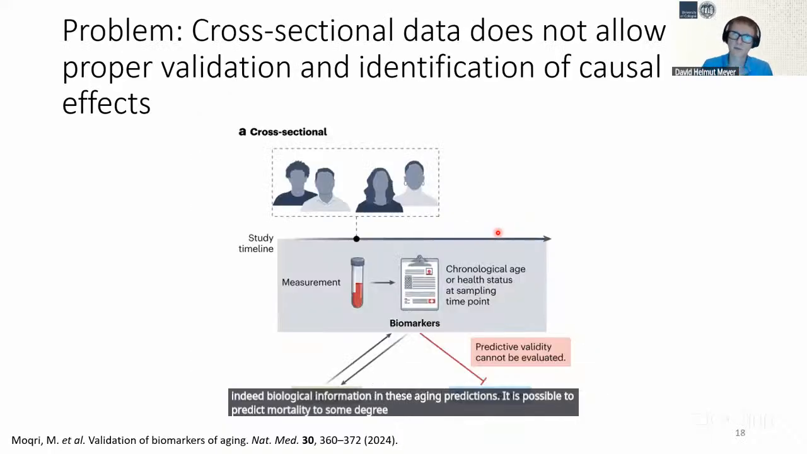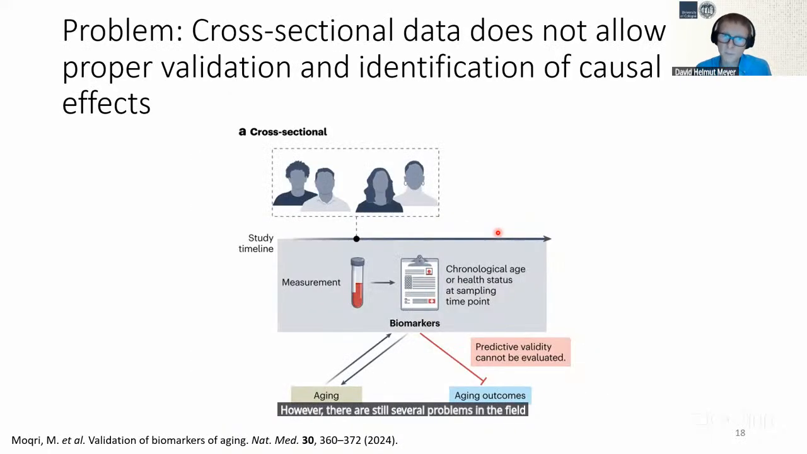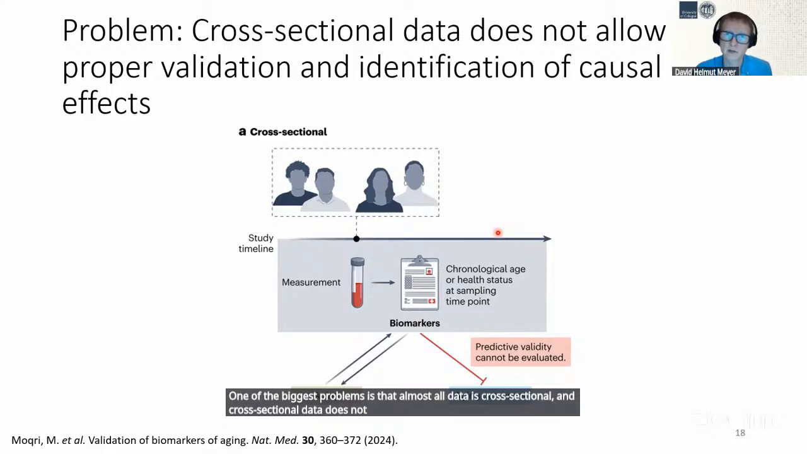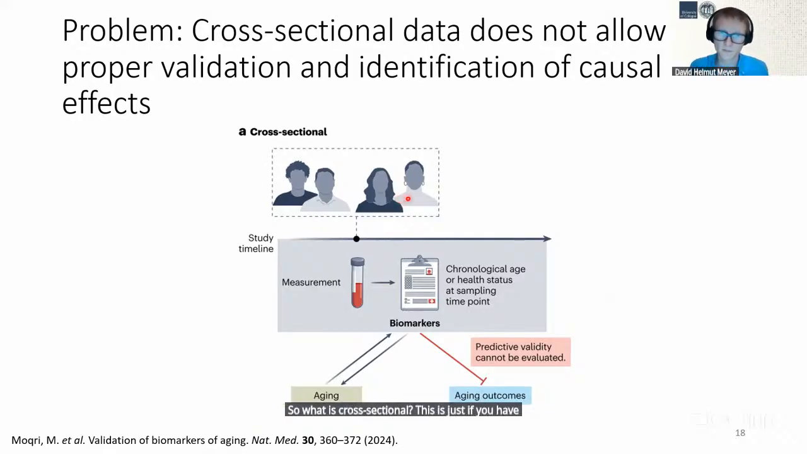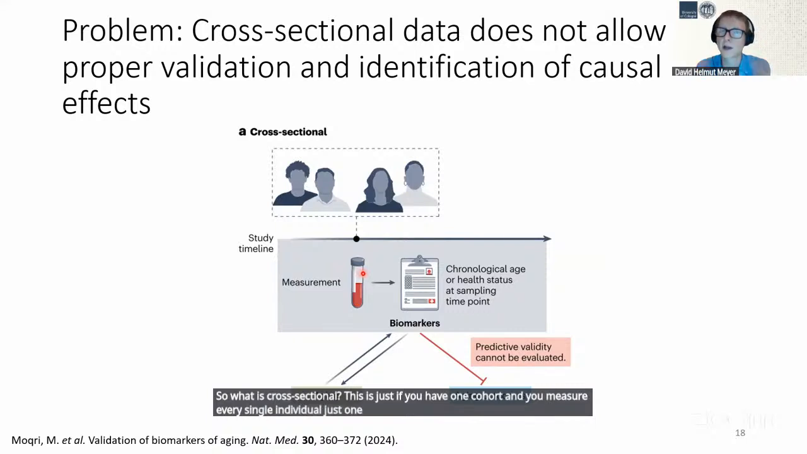However, there are still several problems in the field. One of the biggest problems is that almost all data is cross-sectional, and cross-sectional data does not allow proper validation or identification of causal effects. So what is cross-sectional? This is just if you have one cohort and you measure every single individual just one time. You might have a range of chronological ages. Maybe your cohort is big, and you have a period from 20 to 100 years, but still every individual is just measured once.